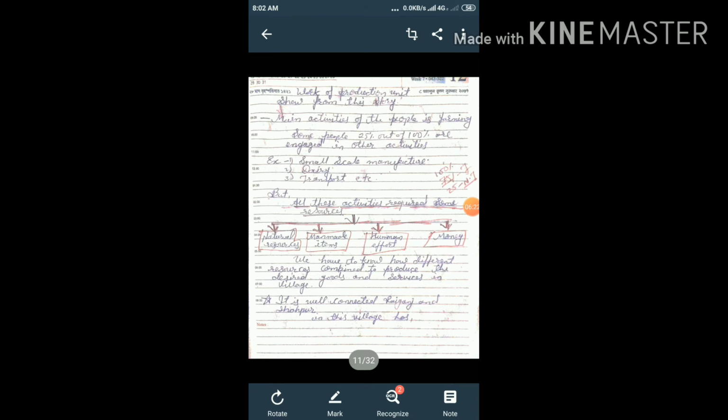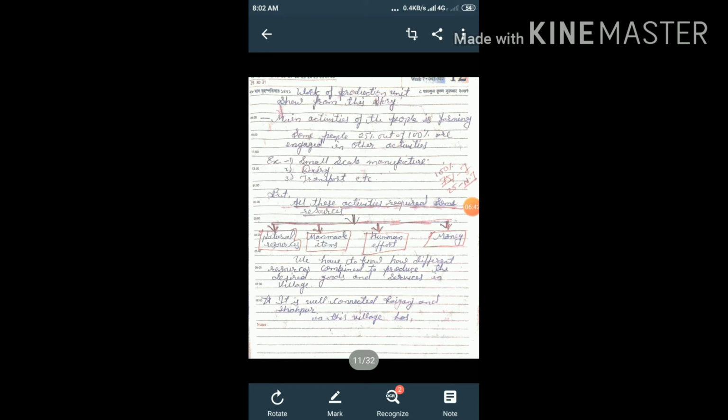Students, as you know, we are studying economics. So in economics, keep one thing in mind: without profit we can't do anything. That is a part of social welfare. We are not doing social welfare here, we are learning about economics, how to earn money.